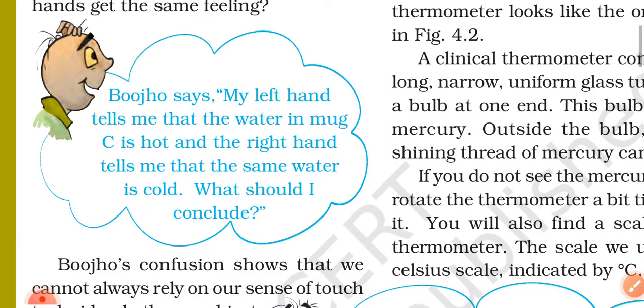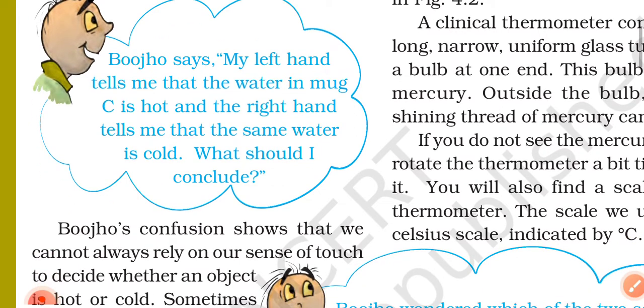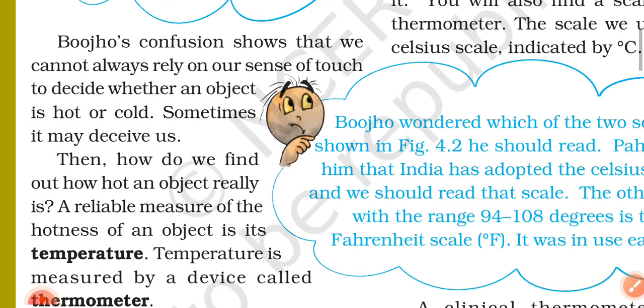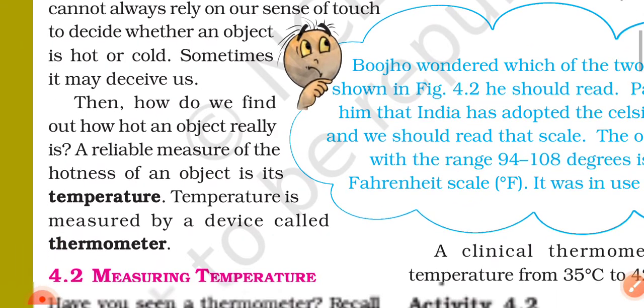Boojho says, my left hand tells me that the water in mug C is hot and right hand tells me that the same water is cold. What should I conclude? Boojho's confusion shows that we cannot always rely on our sense of touch to decide whether an object is hot or cold. Sometimes it may deceive us.